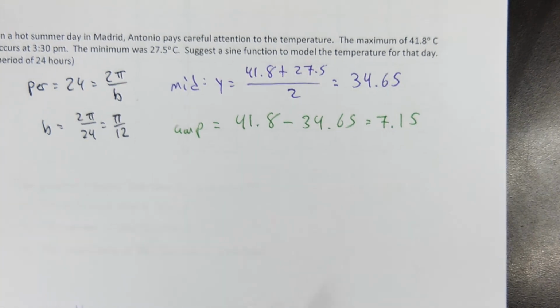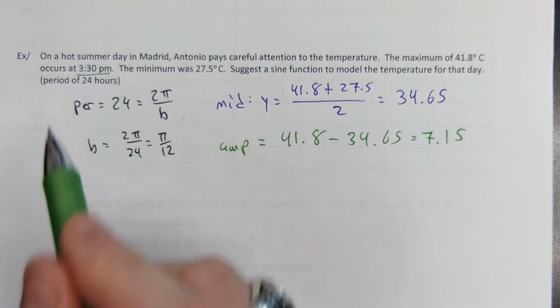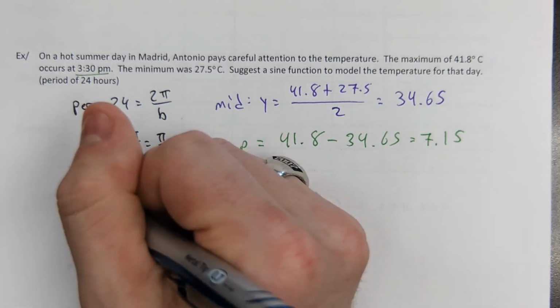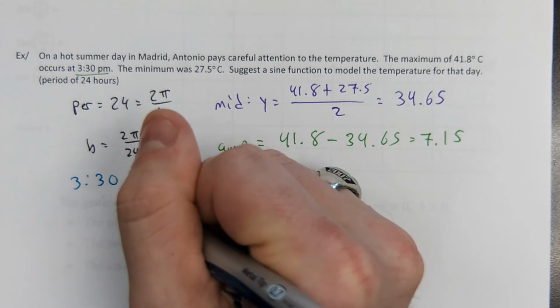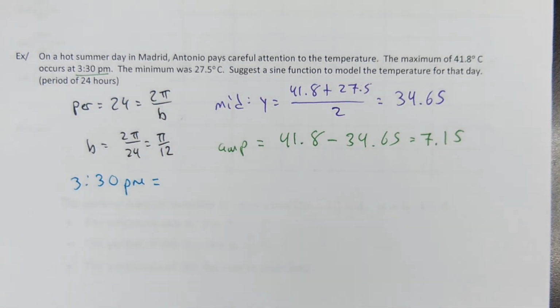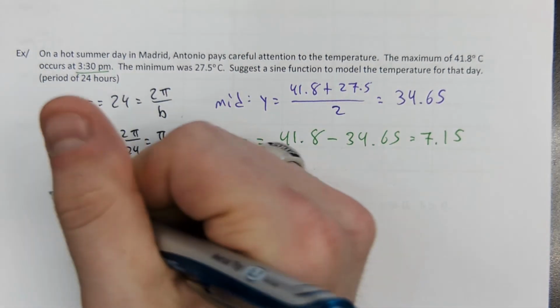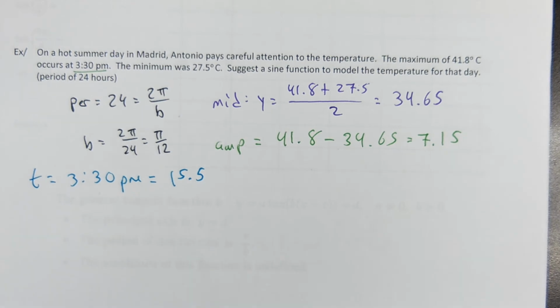And, oh, we're told when that maximum temperature occurs. 3:30 p.m. We need to convert this 3:30 p.m. to a time. Military time sounds good to me. So what would this be in military time? 15.5. Remember, there are 60 minutes in an hour, so 3:30 would be 15.5 hours after midnight. I think we're ready to rock and roll.